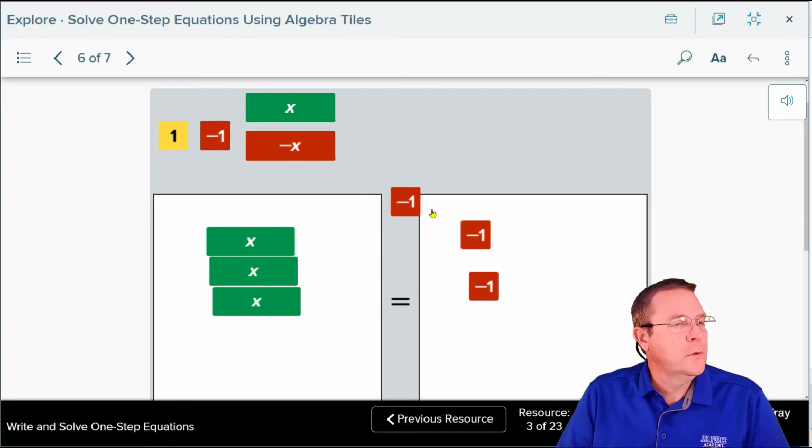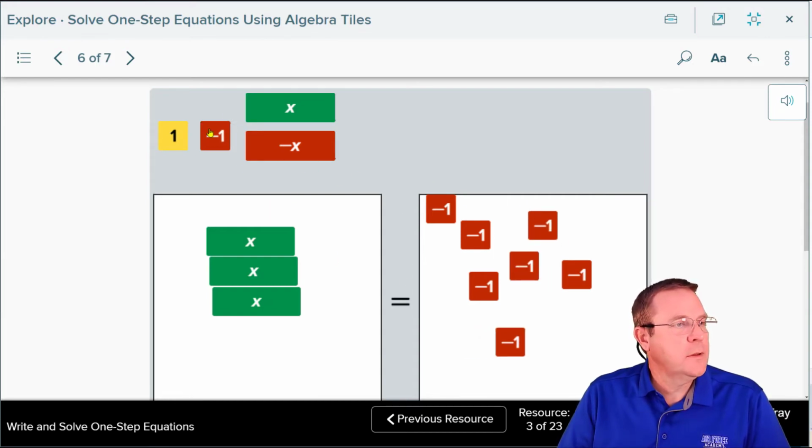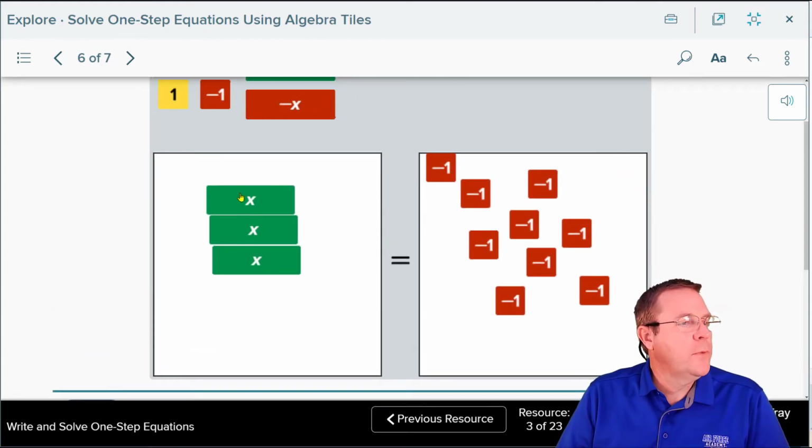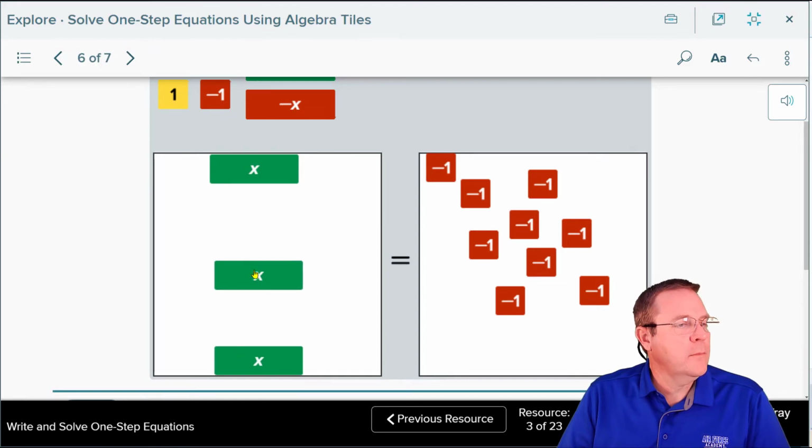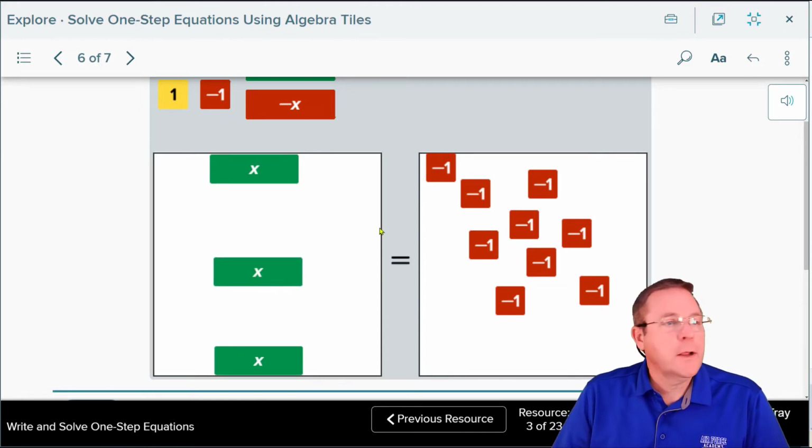1, 2, 3, 4, 5, 6, 7, 8, and 9. From there, we're going to regroup it. I'm going to put an x on the top, an x on the bottom, and an x in the middle. And then we're going to start breaking down our 1s.